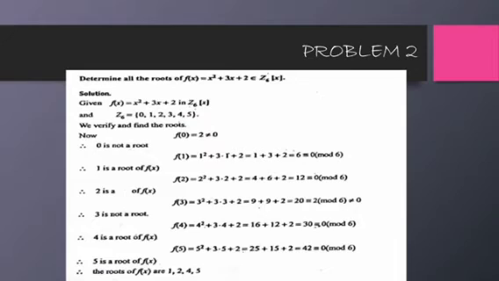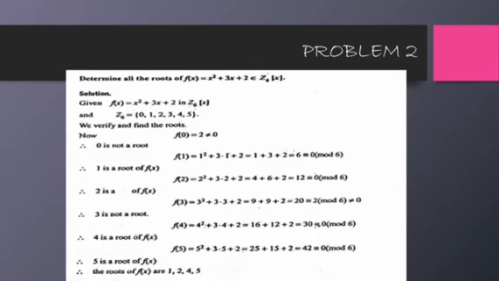Now I substitute 1, what is my answer here? 0. So 1 is a root. 2 I substituted, my answer is 0 here. Look at the remainder. So therefore 2 is a root. 3 I substituted, the remainder is 2, so it is not a root. 4 I substituted, the remainder is 0, so 4 is a root. 5 I substituted, the remainder is 0, so 5 is a root.